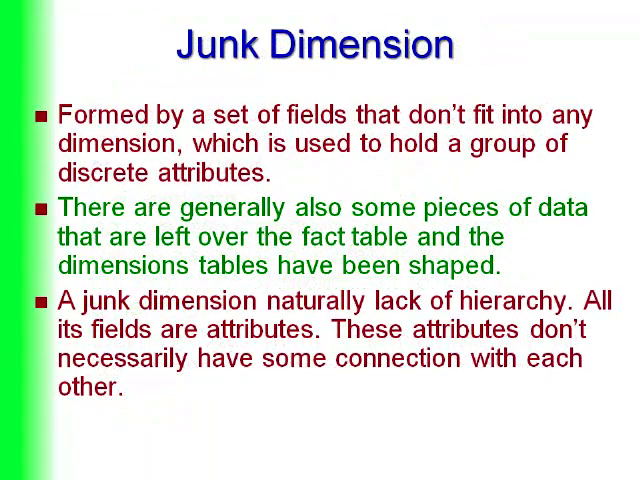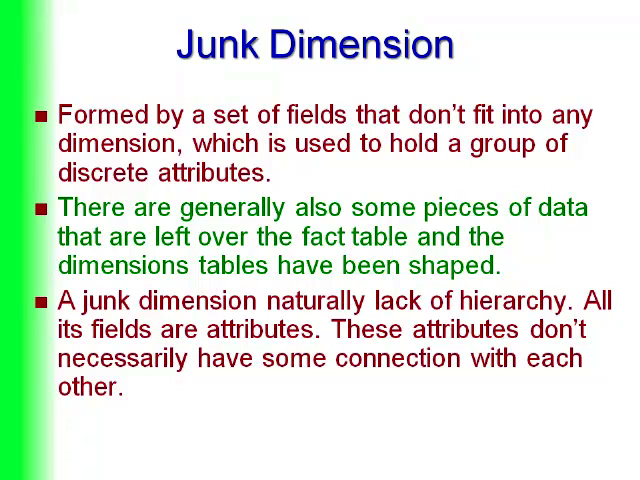The other type of dimension is called the junk dimension. A junk dimension is formed by a set of fields that do not fit into any dimension, and is used to hold a group of discrete attributes. There are generally also some pieces of data left over after the fact table and the dimension tables have been shaped. A junk dimension naturally lacks hierarchy. All its fields are attributes. These attributes do not necessarily have any connection with each other. So this is a convenient way of grouping random flags and attributes to get them out of the fact table.